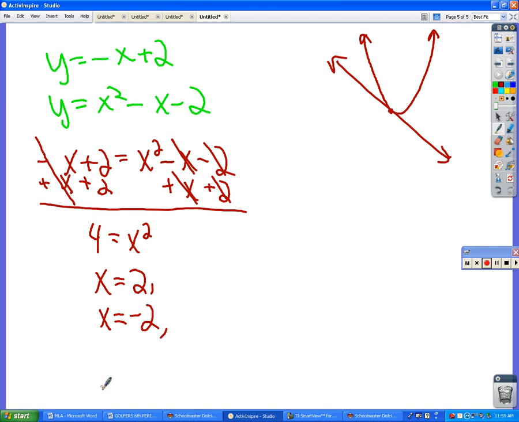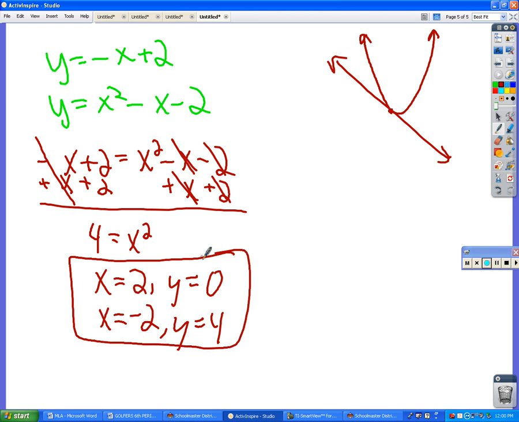How do I figure out what the y is? Which one would you like to plug it into? The easiest one, which is the first one. So if I plug 2 into there, if x is 2, then negative x is negative 2, because you have to do the opposite, and negative 2 plus 2 is 0. So one place that those two graphs cross is at 2, 0. And then if I plug in negative 2, negative negative 2 is positive 2 plus 2 makes 4. Okay, so this has actually 2 solutions, because again it's a parabola and a straight line.